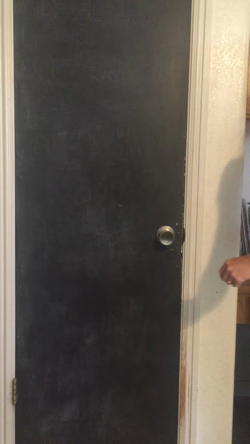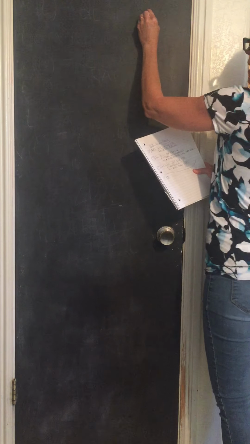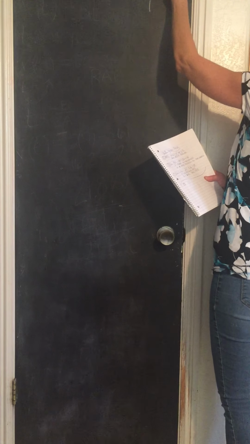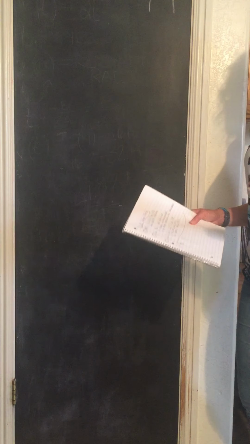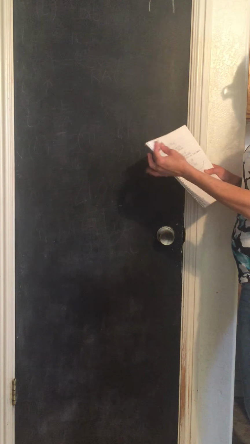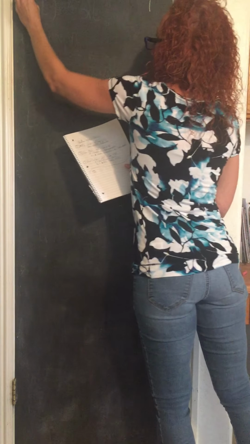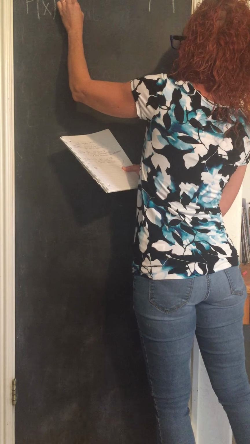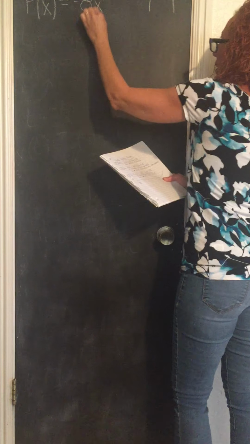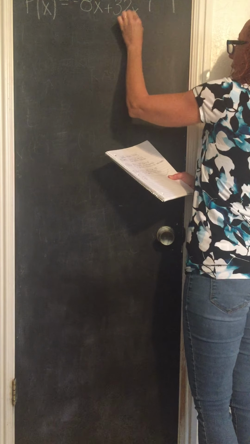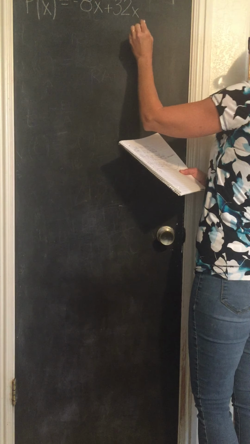So our next example has to do with profits, and our leading coefficient, that a value, is negative, so the company had a max year or a max month with a particular profit. So where was that max? So the profit is equal to -8x squared plus 32x plus 42.